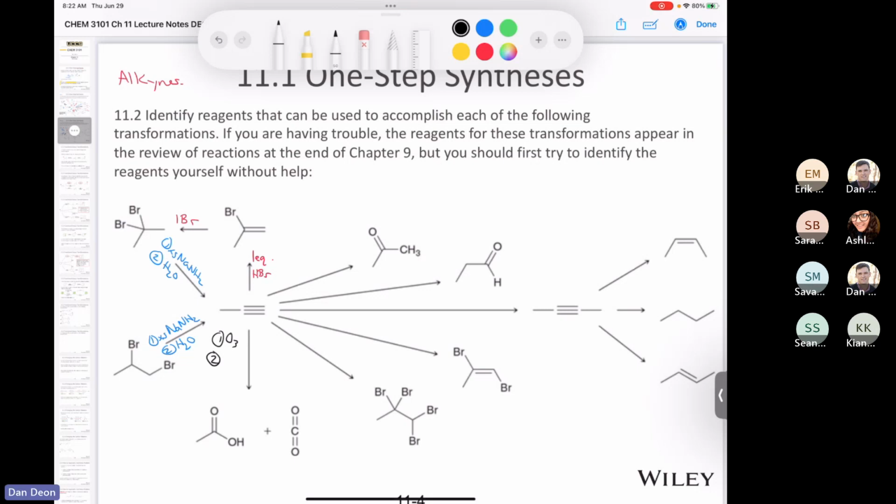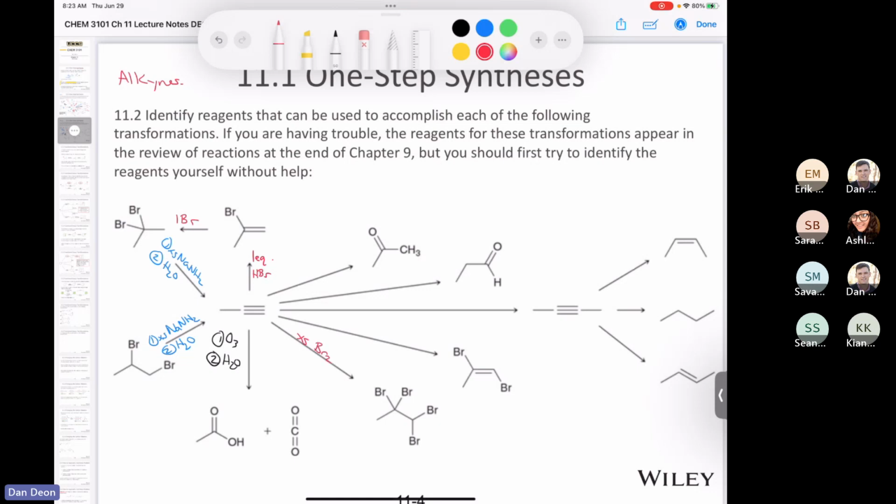First step is ozone. Second step would be, thank you, is water. Good. All right. The next one, you're just halogenating the heck out of it, this reaction here. So for this one, we would just use excess bromine. I mean, there's not much else you could do with that.